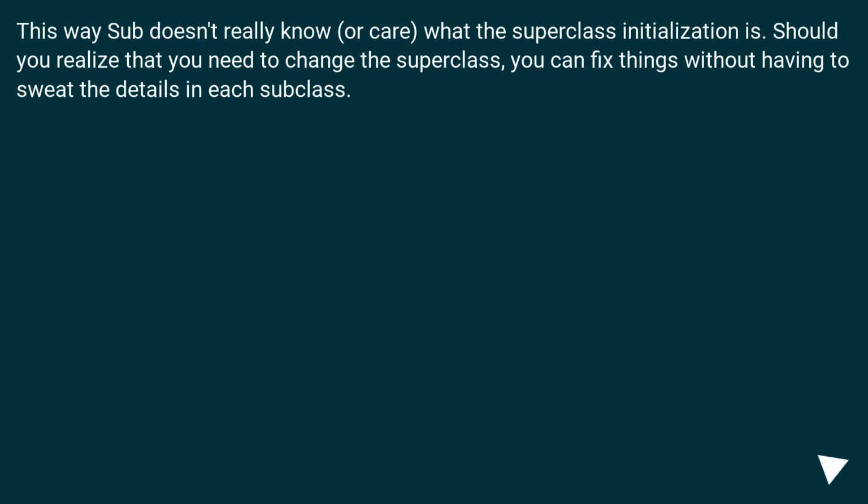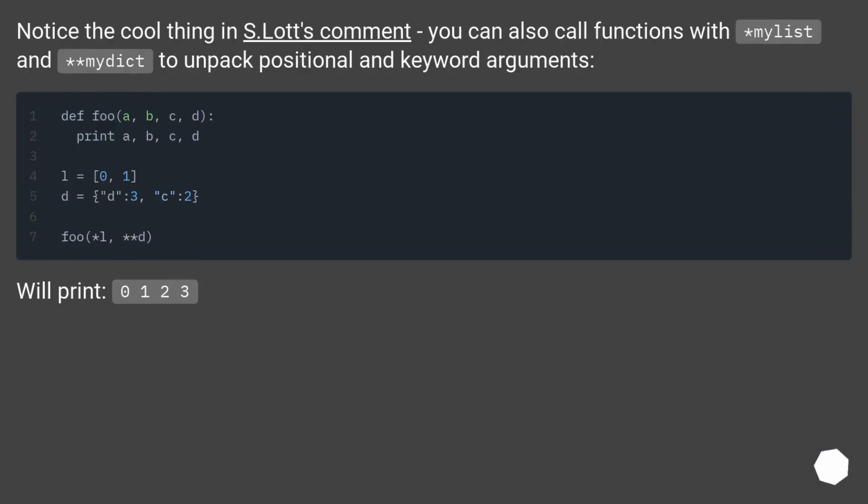This way sub doesn't really know, or care, what the superclass initialization is. Should you realize that you need to change the superclass, you can fix things without having to sweat the details in each subclass. Notice the cool thing in s.lot's comment. You can also call functions with *mylist and **mydict to unpack positional and keyword arguments.